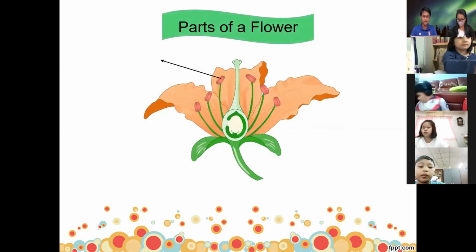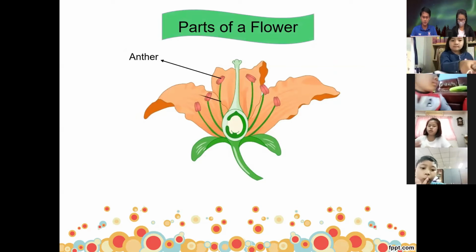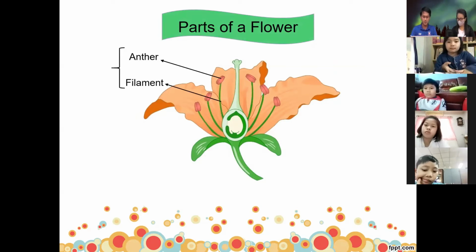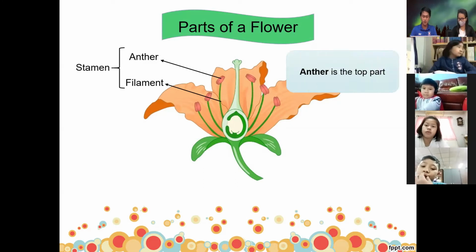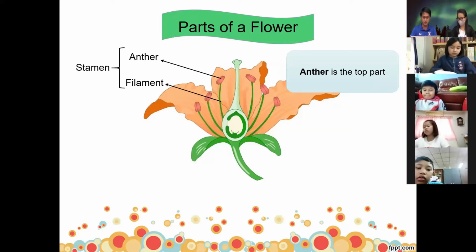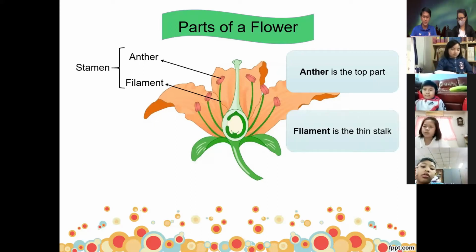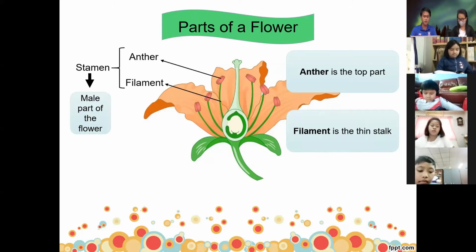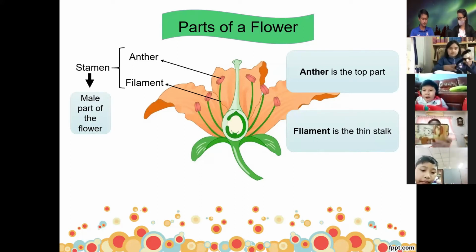So let's start with the anther and the filament. These two words, when together, they are called the stamen. So anther is the top part of the stamen. Filament is the thin stalk. And stamen is called the male part of a flower.